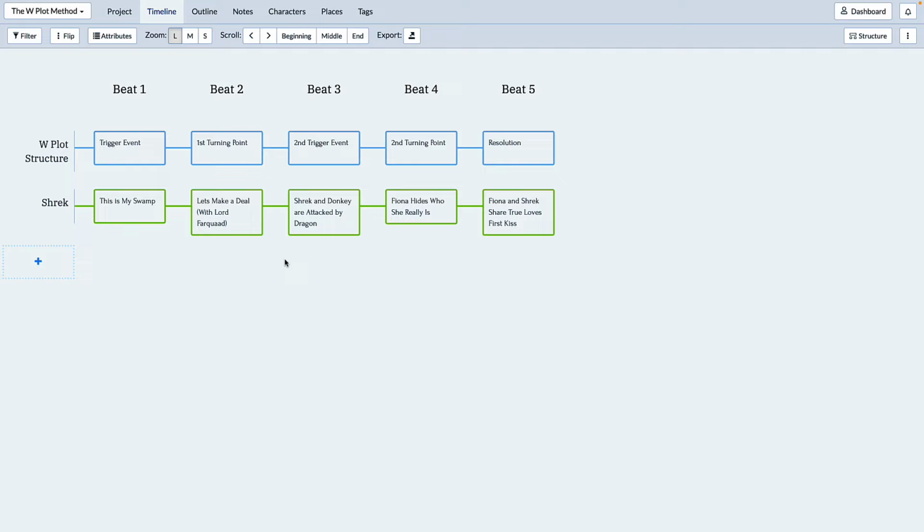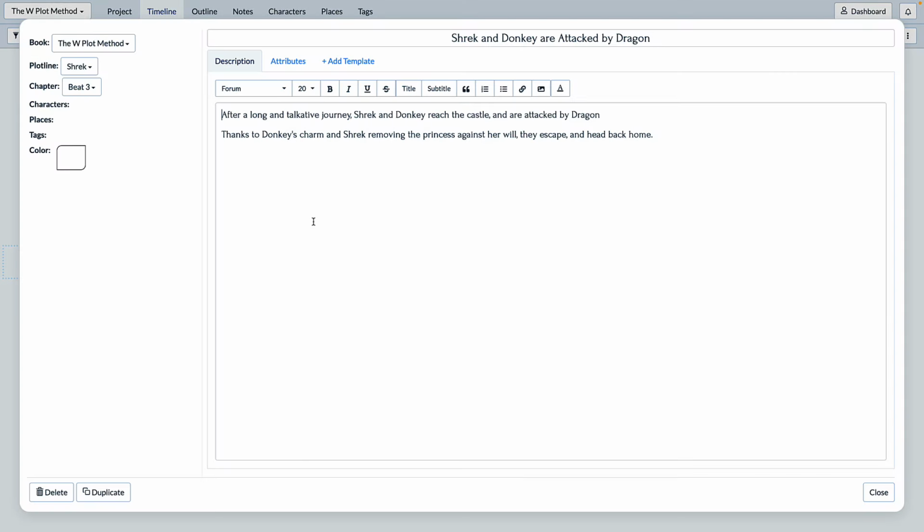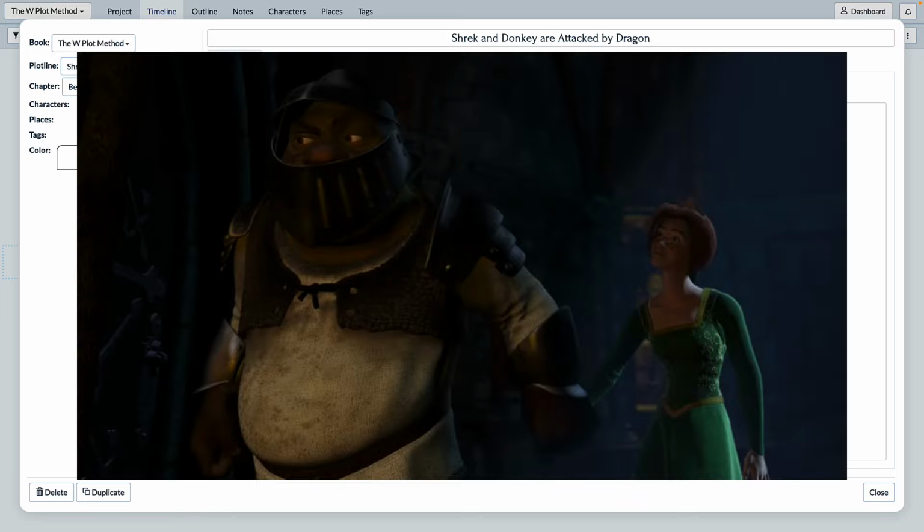Things go up, but they go upward towards the second trigger event. Now, this one's a little bit trickier with Shrek, because the second trigger event seems like they get to the castle and they're attacked by the dragon. But thanks to Donkey's charm and the fact that Shrek just basically picks up the princess and forcibly removes her from the castle, they escape and they head back home.